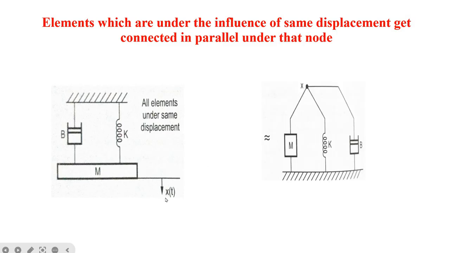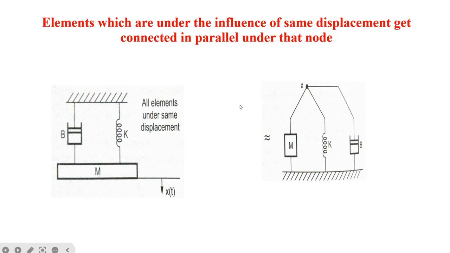You will get it like this. You are having one node. All these elements are connected in between the stationary surface and the single node. Therefore, these will be connected under this node parallelly.